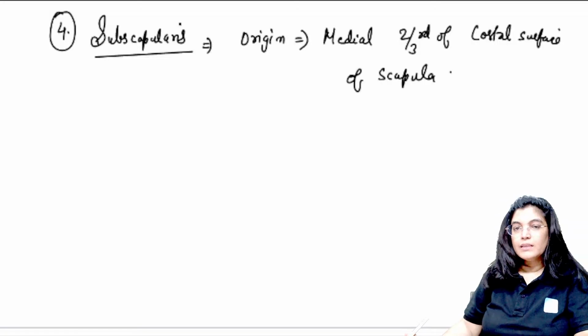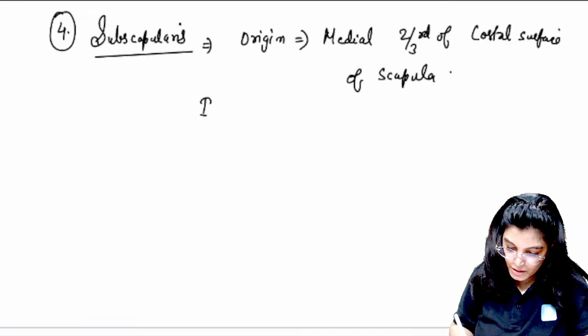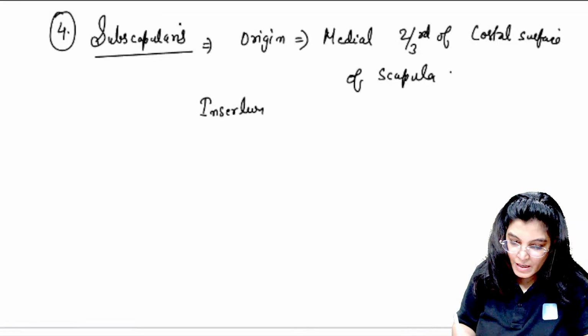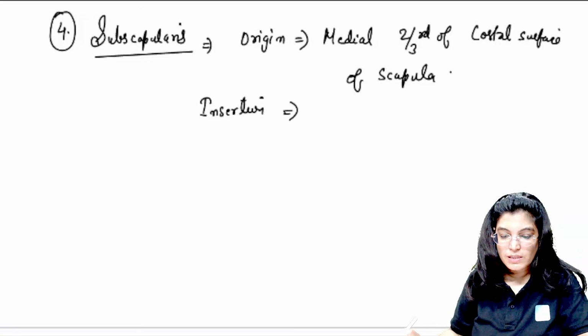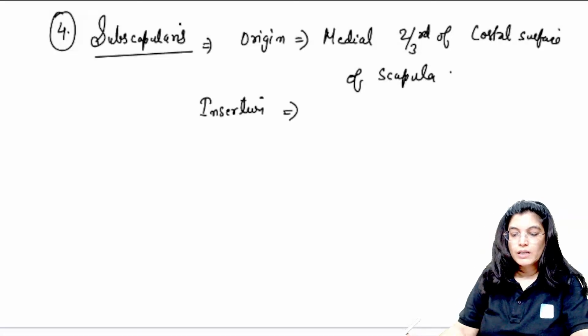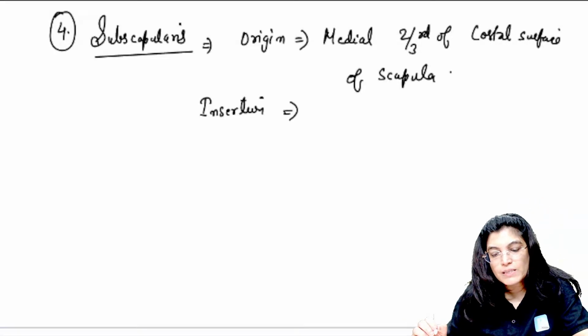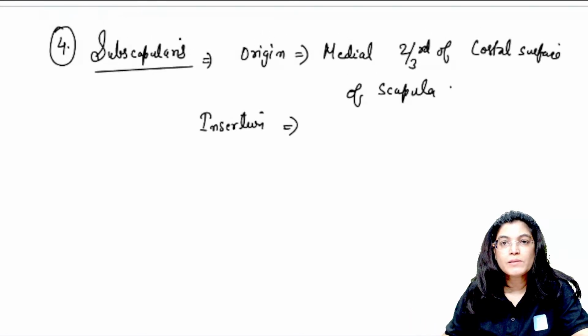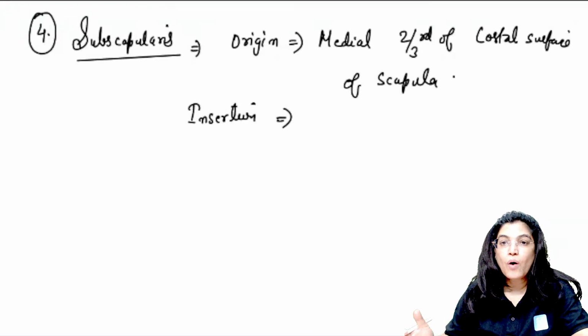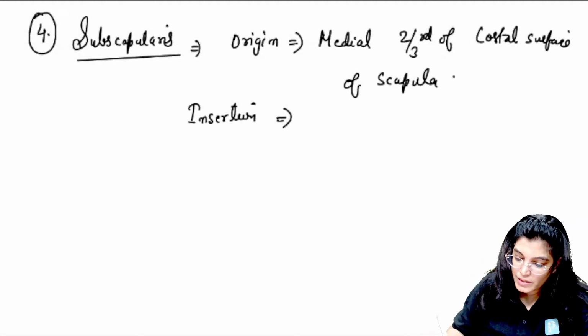And if I talk about insertion, it is inserting into the lesser tubercle of the humerus. If I talk about the tendon of this muscle, the subscapularis will be seen in the anterior aspect. This will be seen in the anterior view of the scapula, and it inserts onto the lesser tubercle of the humerus.